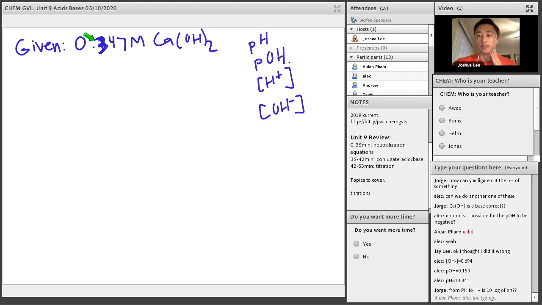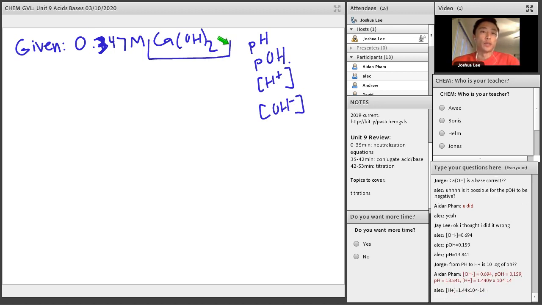pH to H plus is 10 to the negative pH. So we'll do this. You have to know that we were given a base, and if it's a base, this gives us our hydroxide concentration, but we have to be wary of how many hydroxides there are. In this case, there's 2, so we have to multiply by 2. So 0.347 times 2 would get us 0.694 molar with correct units.